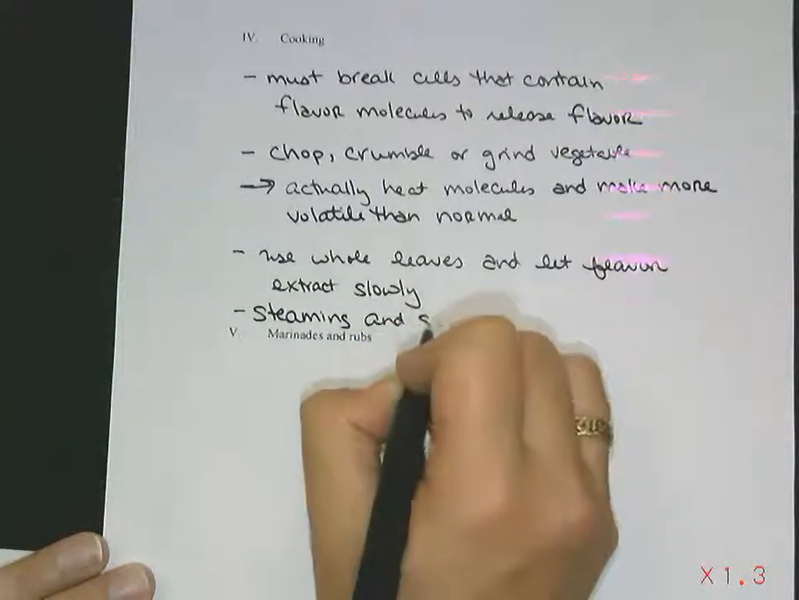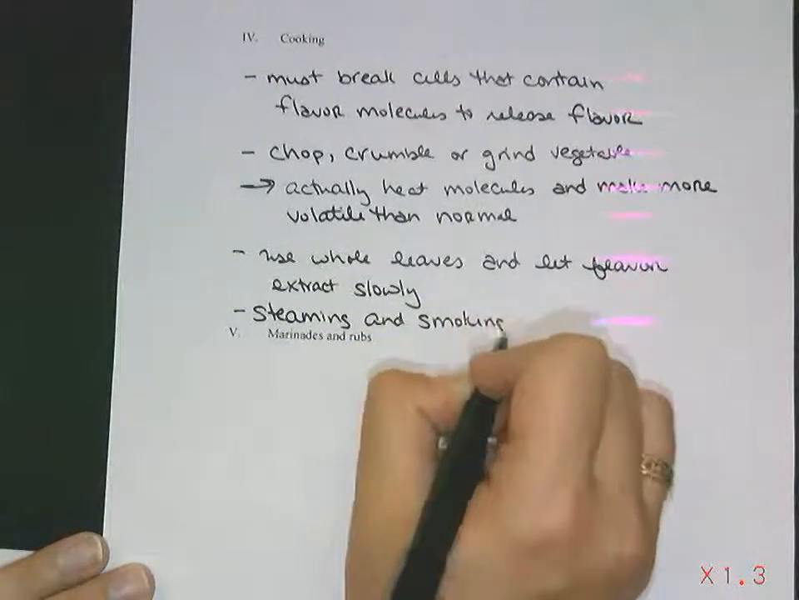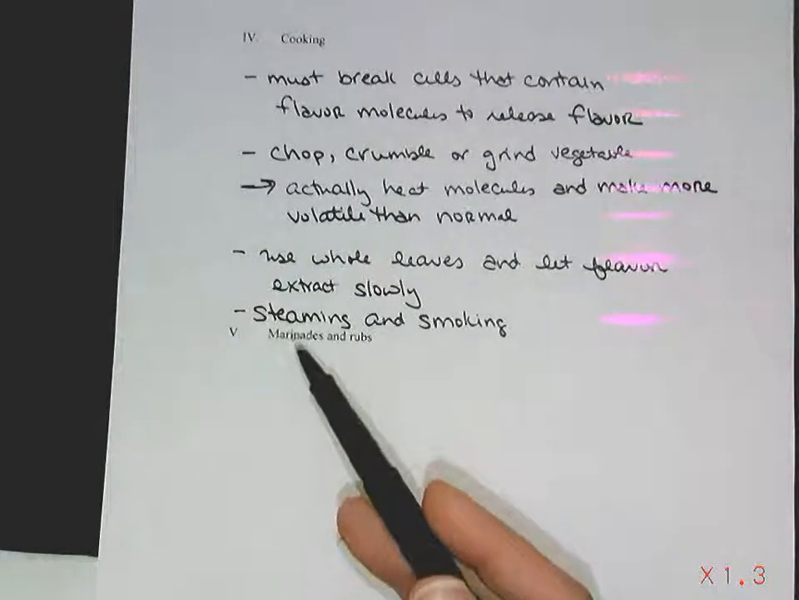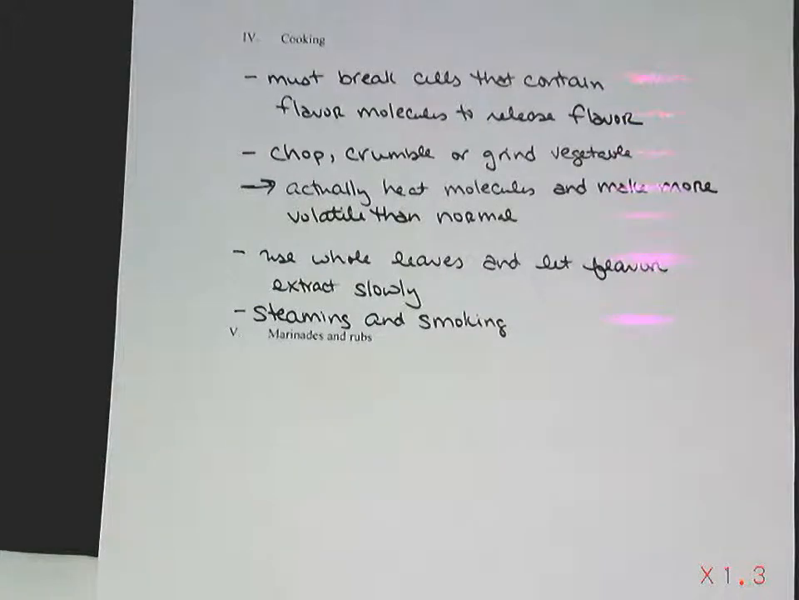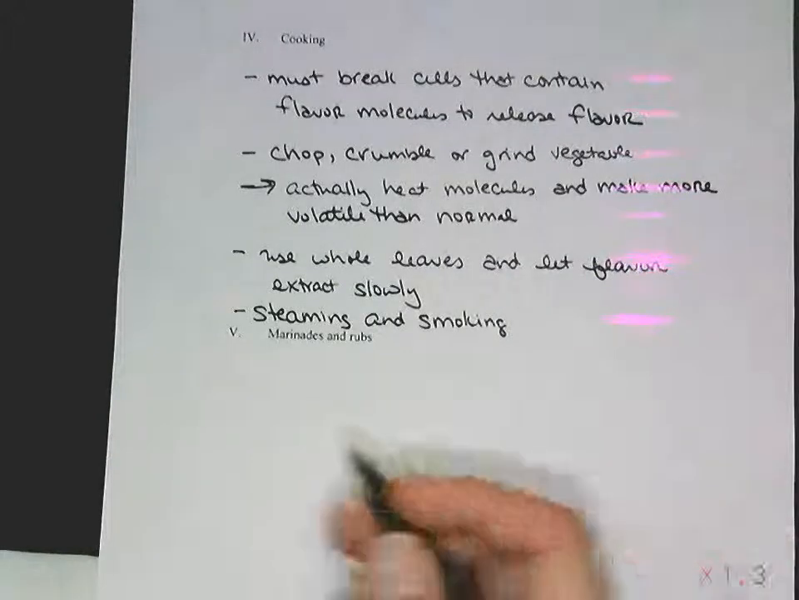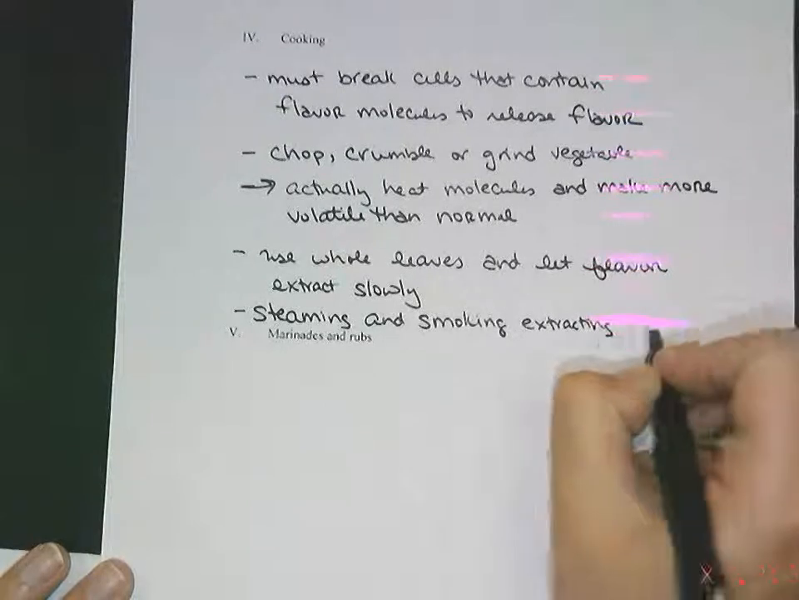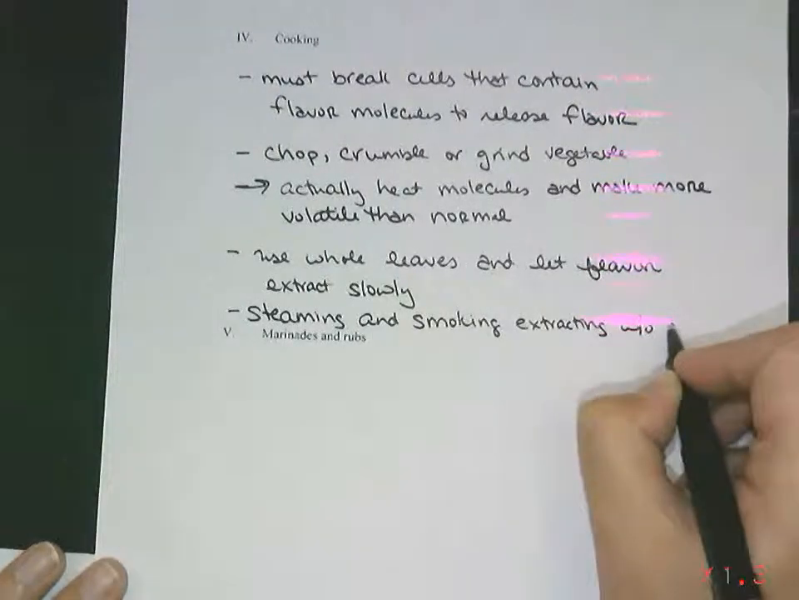Steaming and smoking are great ways to get the flavor out of certain herbs. And that is a slow process. And you actually have the heat of the steam driving the aromatic molecules into the steam, which then lands on the food. So it's a great way of extracting flavor without changing the aromatic molecule.